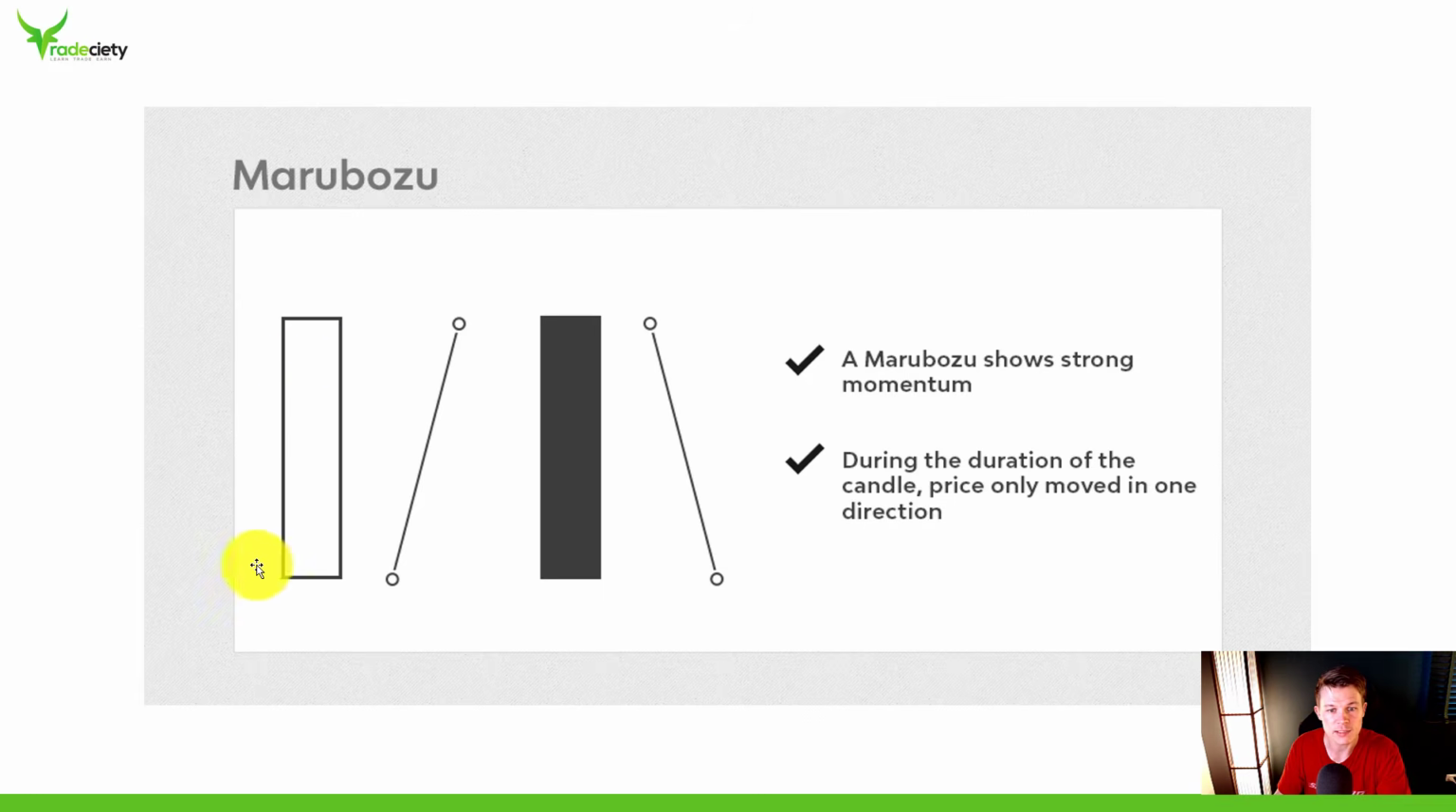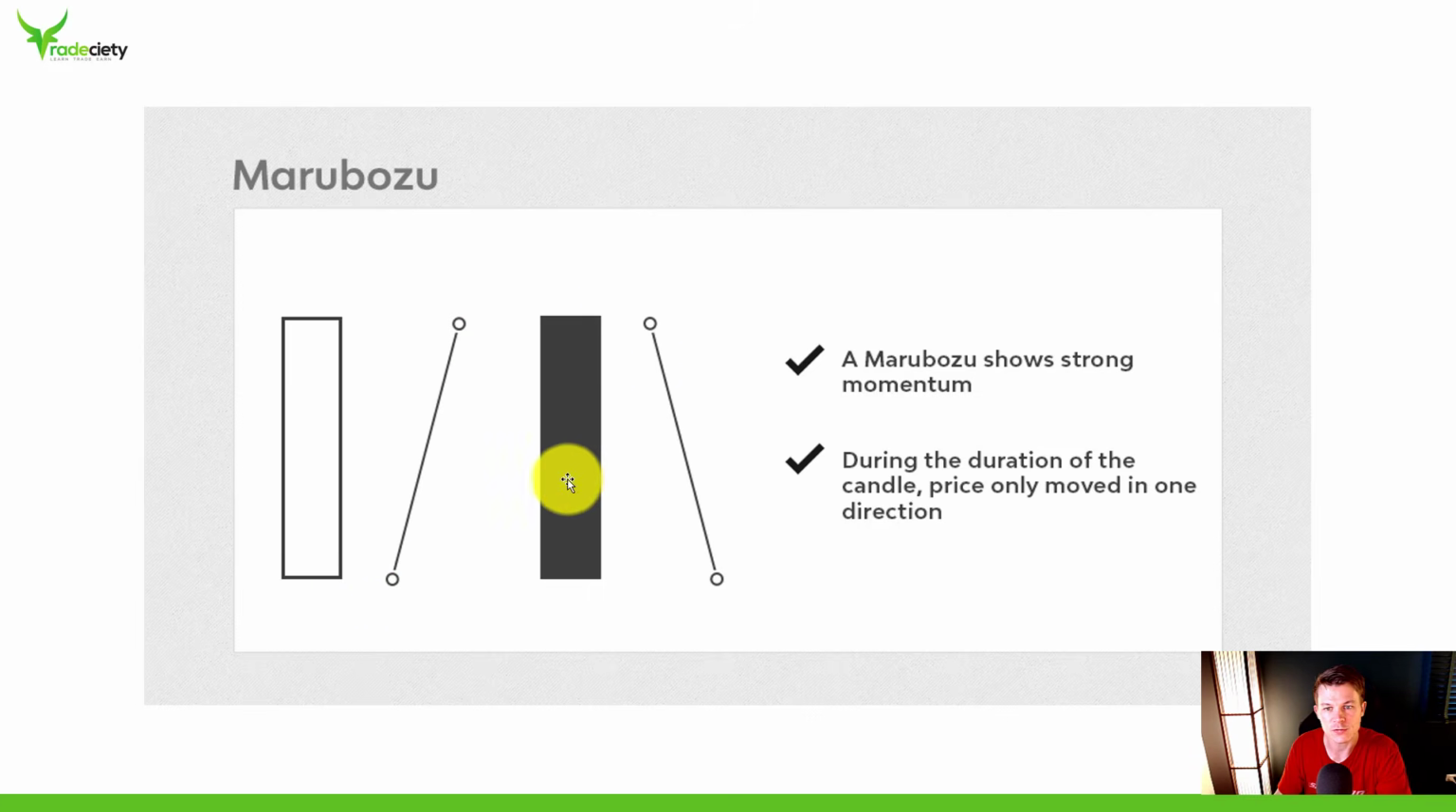The price opened here at the low of the candle and it closed at the absolute high. And as I said, the only thing that happened during the duration of this candle was that the price moved higher. There was no or very little opposition from the selling side. The price only knew one direction during this candle. It moved from the beginning to the top higher.